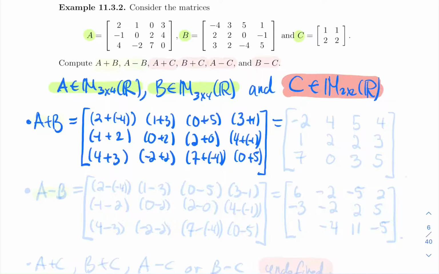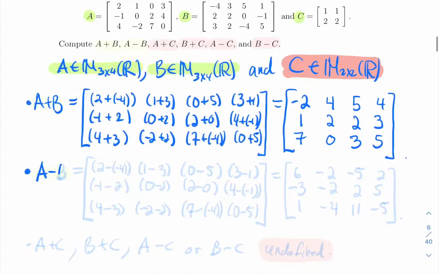Then if you do the computation, first row, first column, 2 plus minus 4, that's minus 2. 1 plus 3, that's 4. 0 plus 5, that's 5. 3 plus 1, that's 4. Then minus 1 plus 2, that's 1. 0 plus 2, that's 2. 2 plus 0, that's also 2. 4 plus minus 1, that's 3. 4 plus 3, that's 7. Minus 2 plus 2, that's 0. 7 plus minus 4, that's 3. And 0 plus 5, that's 5. So that's your sum.